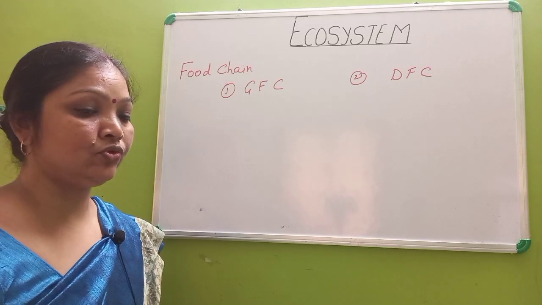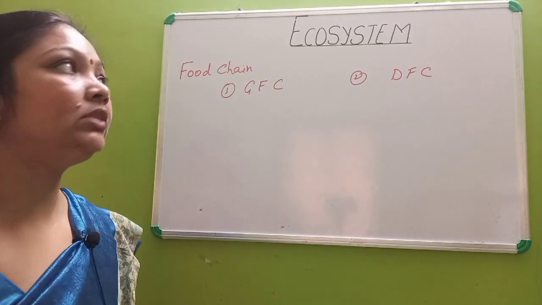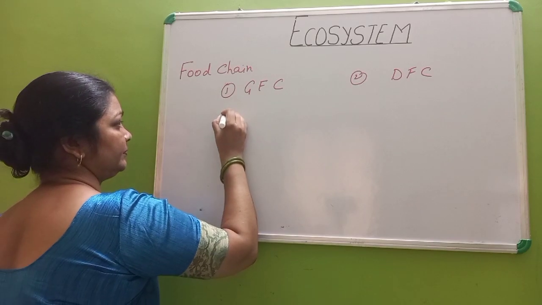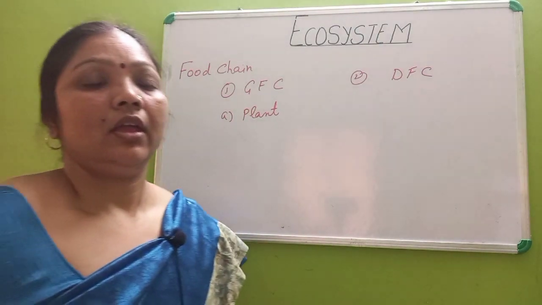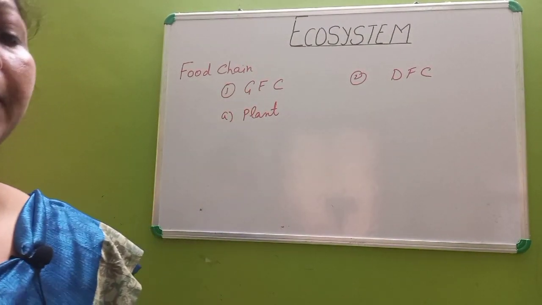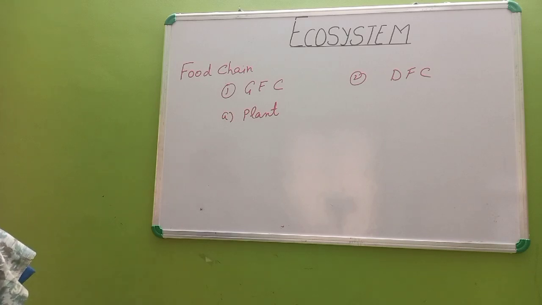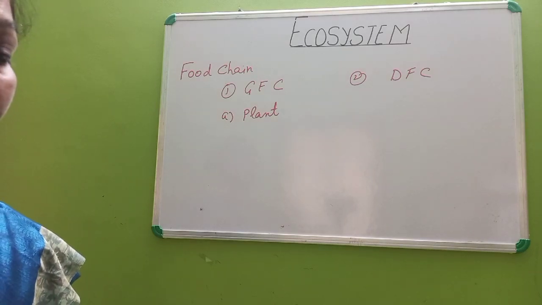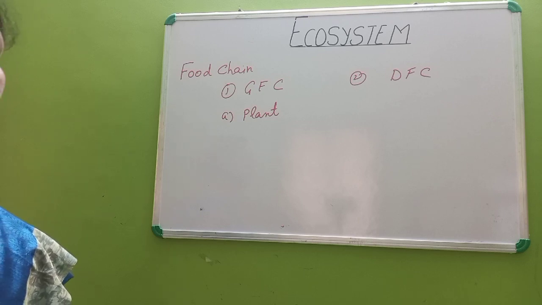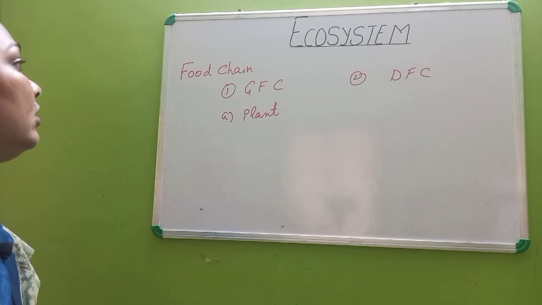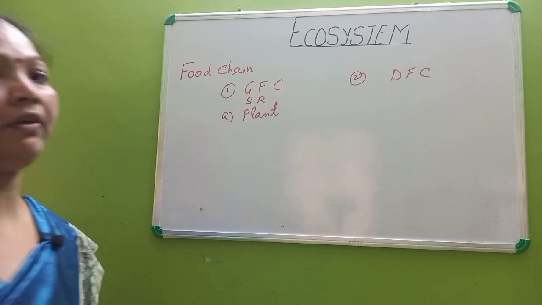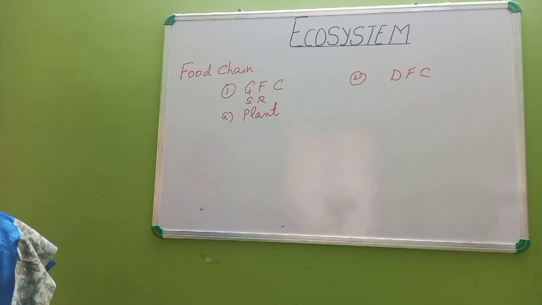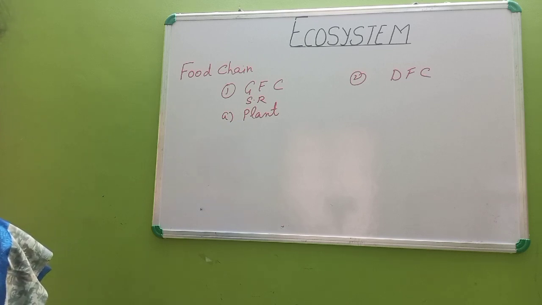Now the grazing food chain starts with a plant. It always starts with a plant, as these depend directly upon solar radiation. The grazing food chain depends directly on solar radiation. So it starts with the sun and after that there is a producer, that is, the plant.